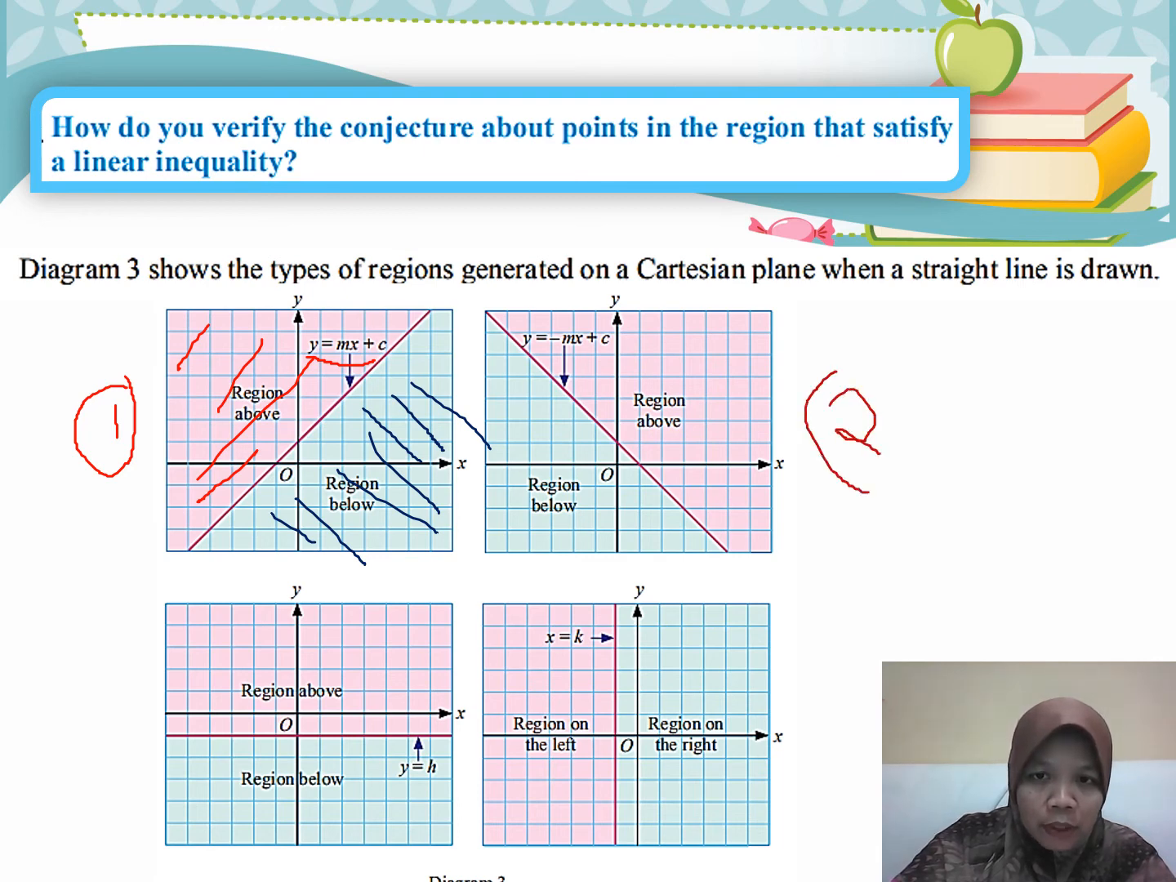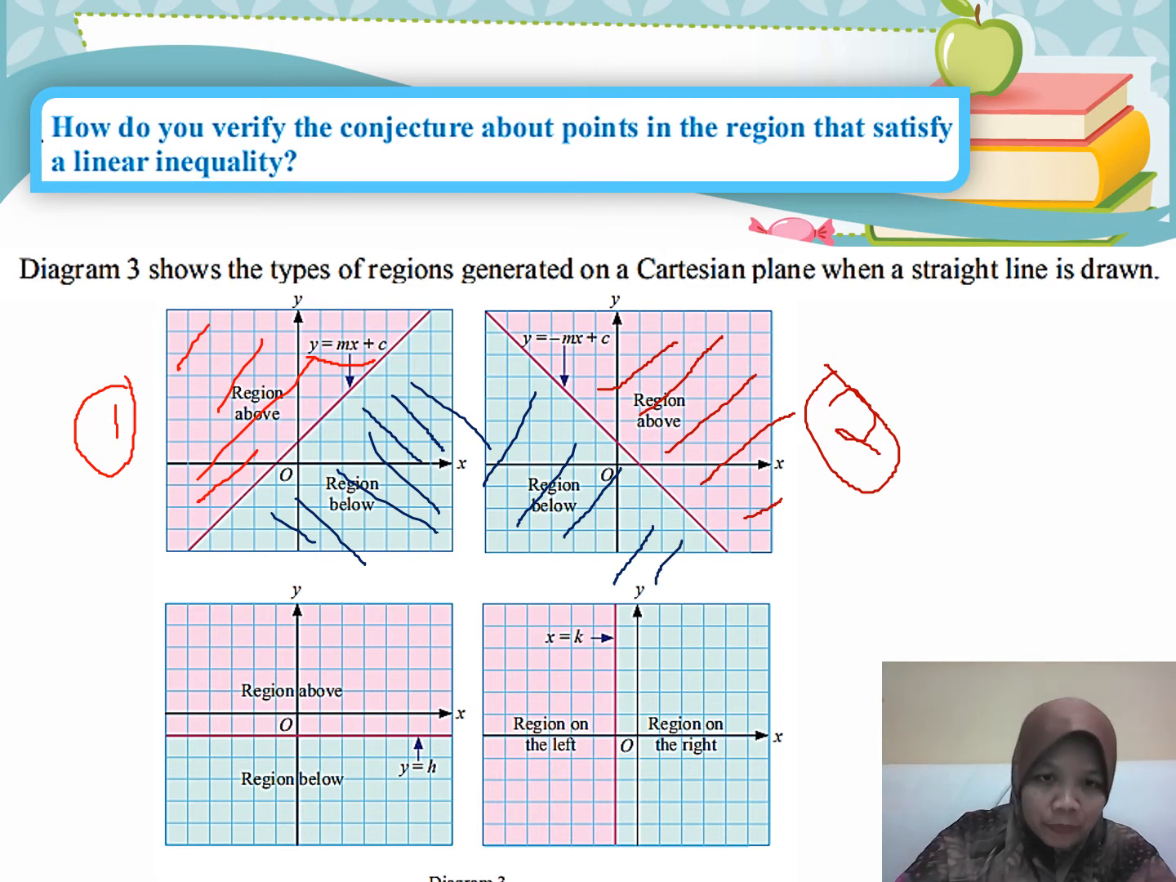Now look at diagram number 2. The line is here, y equal to negative mx plus c, because the gradient is negative, that's why the line is like this. For this diagram, same as diagram 1, the red region here is the region above the line, and the blue region here is the region below the line.